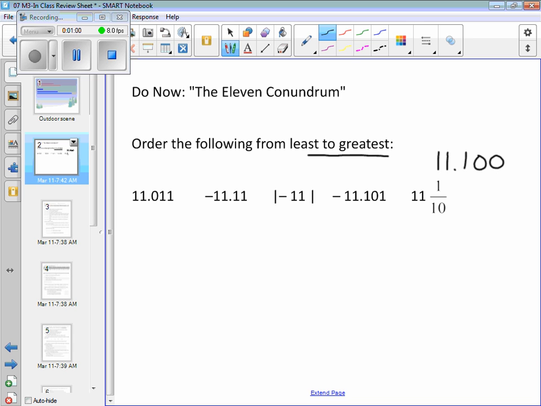Now, there's no more other fractions that need to be changed to decimals, but we're given an interesting scenario here. This is asking for the absolute value of negative 11. So I actually need to evaluate that before I can place it in its proper sequence. And as we know, all negative numbers, when we find the absolute value, become positive. And so that's going to make that value positive 11.